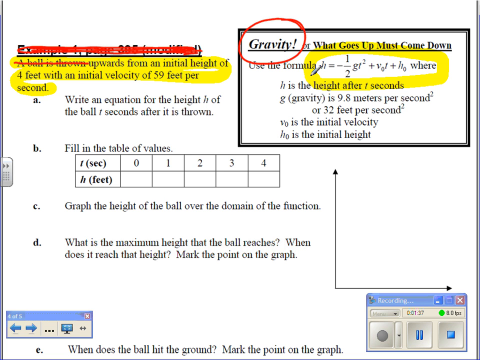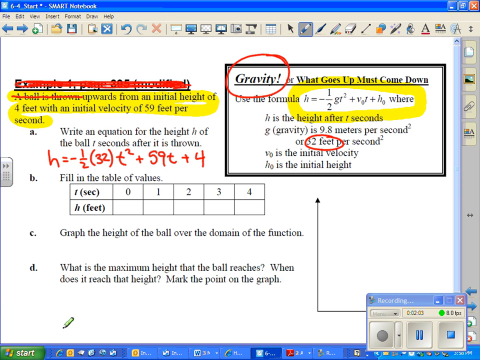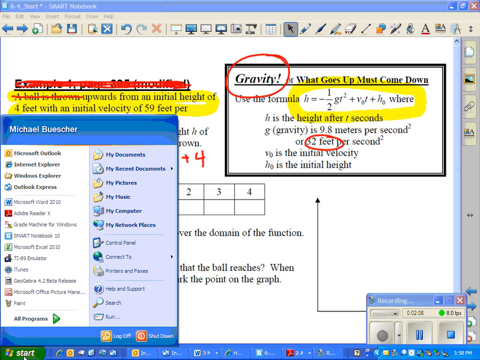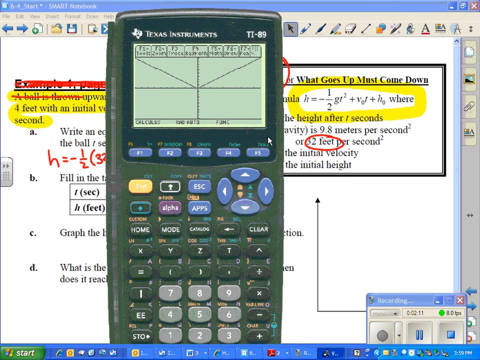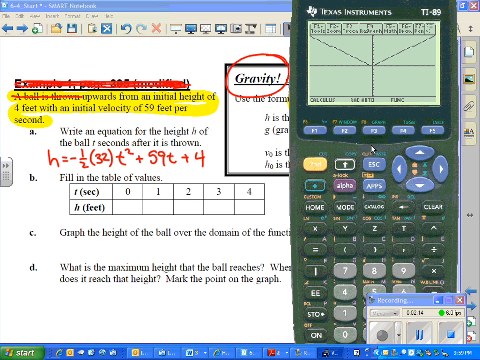So the equation for the height of the ball after t seconds, using this formula, h equals -1/2 g, where g is gravity. We are in feet, so we're going to use 32 feet per second squared, t squared, the initial velocity was 59, and the initial height is 4 feet. So we're working on this. We need a calculator here. We'll find out some of these values here for the table. Simple enough to get these values going.